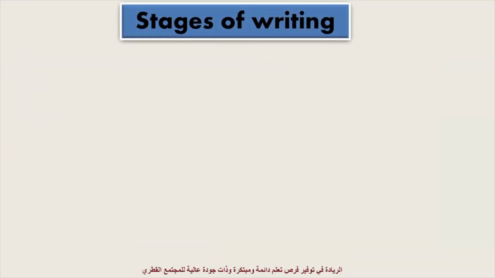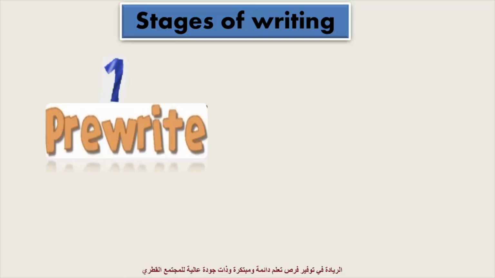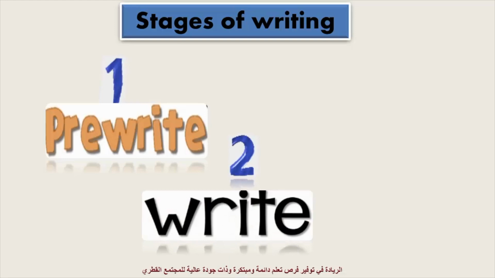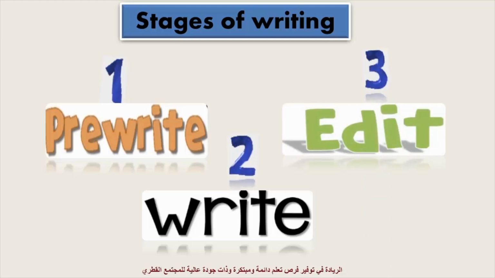We have stages for writing. How many stages do we have? 3 stages. 1. Pre-write. Before you write, what should you do? Stage 2. Write while writing. And finally, stage 3, and it's called edit, revising and finding mistakes. Let's have a look at them one by one.